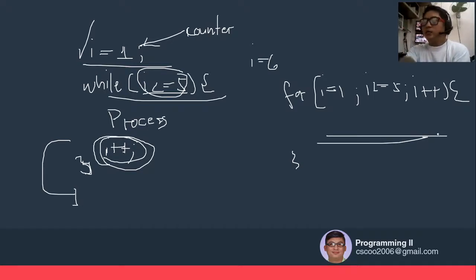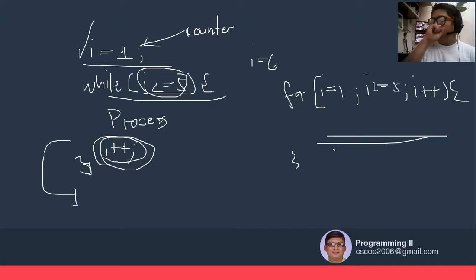So these are what you call pre-test loops. It tests a condition first before executing the body of loop. When do we use a pre-test loop? We use this particular type of looping if we are certain how many times we want the process to execute. Which means, defined na natin ilang beses ko siya dapat i-execute. 5 times, 10 times, and so on.